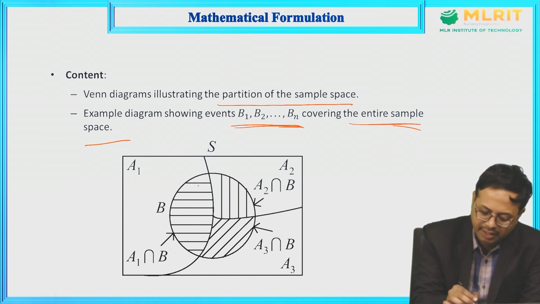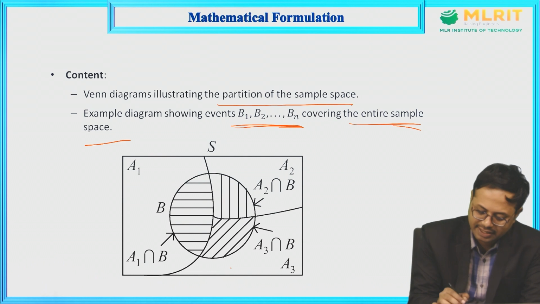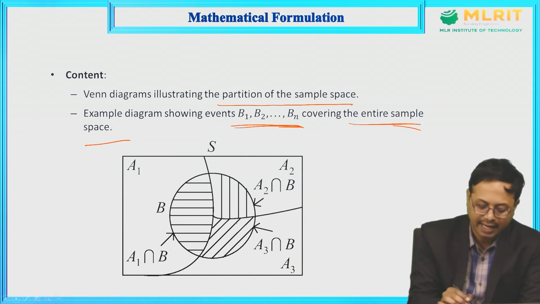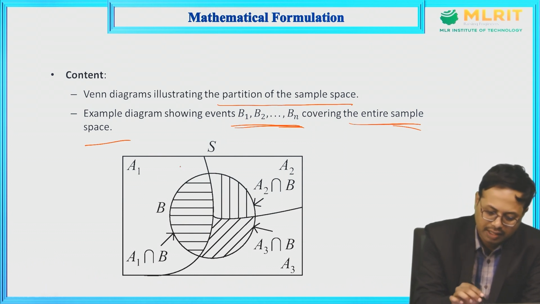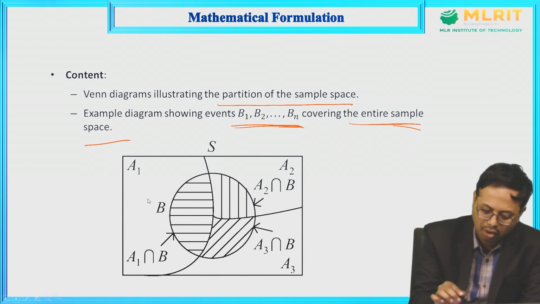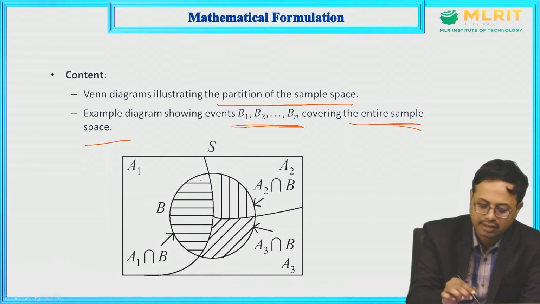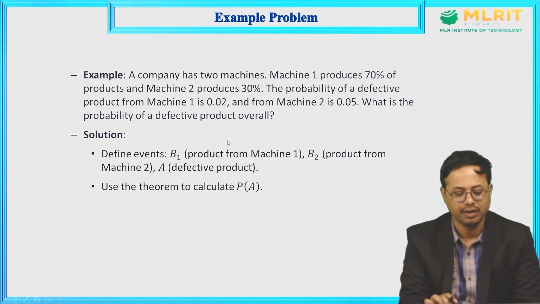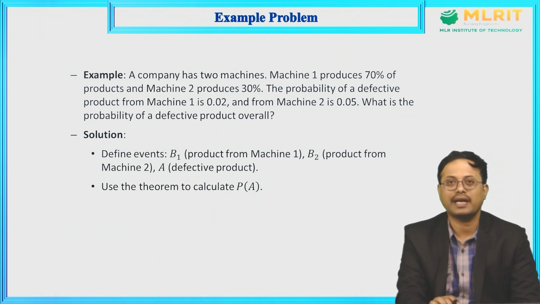A2 intersection B represents this part. A3 intersection B represents this part. And A is common for all the B events. When you sum all this, it concludes the sample space S. Now, we will discuss one example.